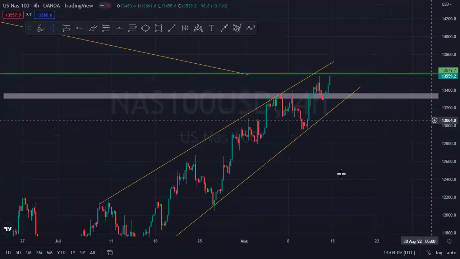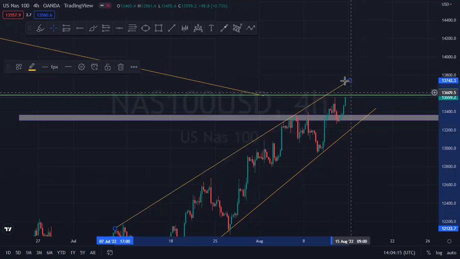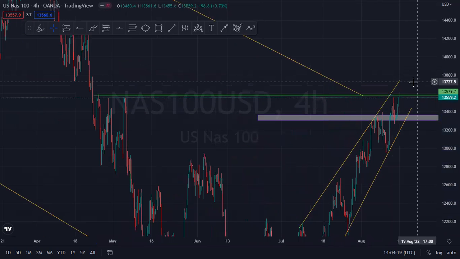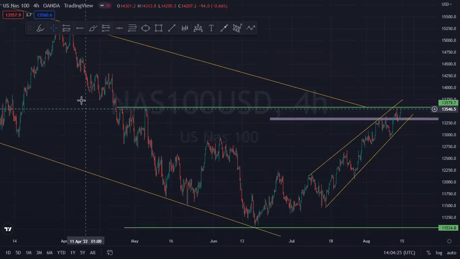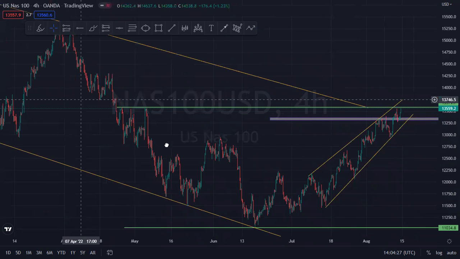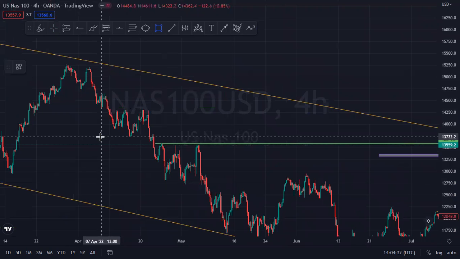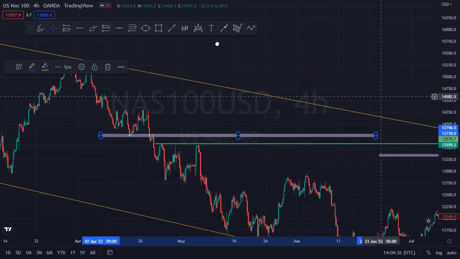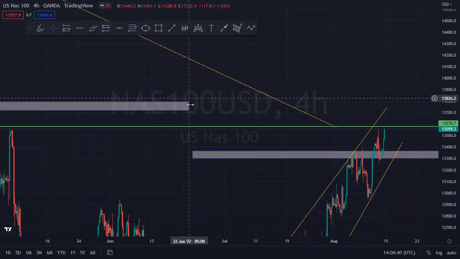Now, what are the odds of us actually getting to these areas? The odds are quite high, guys, quite definitely high, because we also have this area here in the market. So I'm going to mark the zone. We are in the 4-hour time frame, by the way.